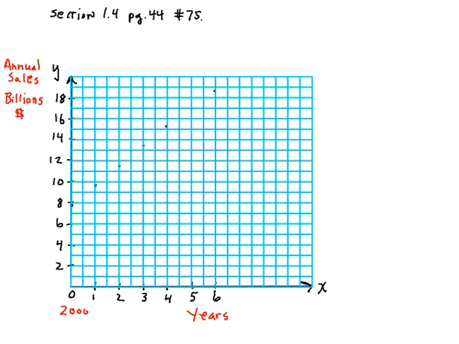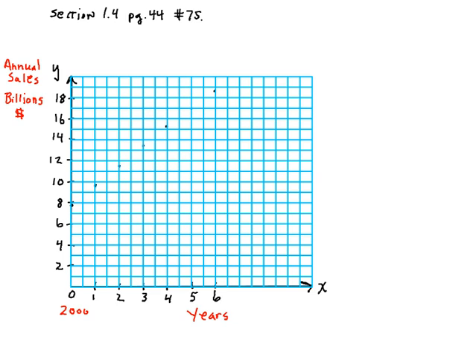Okay, I'm going to do an example here of an applied problem involving a linear equation. I'm in section 1.4, page 44 in the textbook, and problem number 75. Sales of GPS equipment. The annual sales in billions of dollars of global positioning system equipment from the year 2000 through 2006 follow. Sales for 2004 to 2006 are projections.